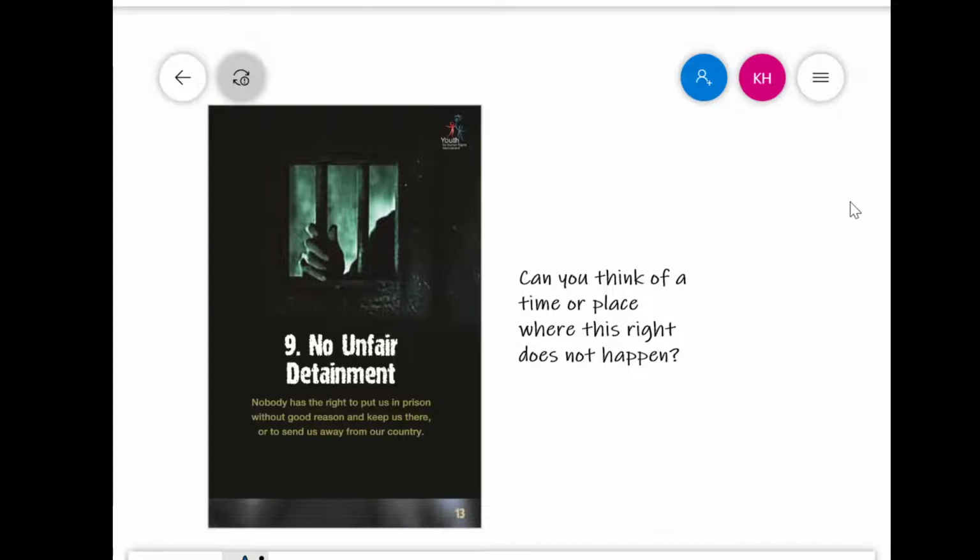Number 9, no unfair detainment. Nobody has a right to put us in prison without good reason and keep us there, or to send us away from our country. So no one can throw you in jail if you haven't committed a crime. Okay? There has to be just cause and evidence for you to be detained. Okay? Or for somebody to send you away from your country. Now, can you think of a time or a place when this human right was violated? Pause video now.